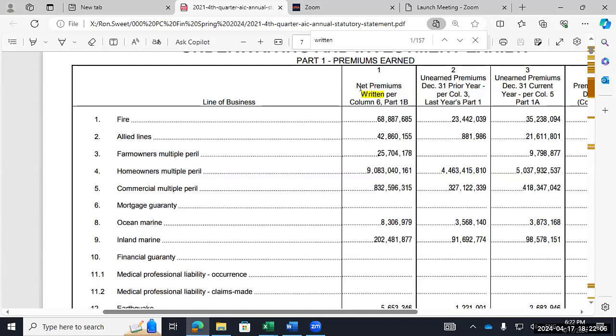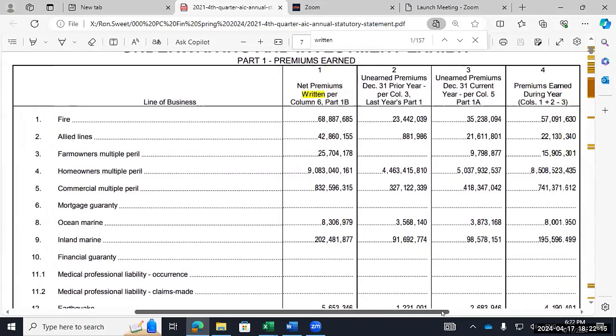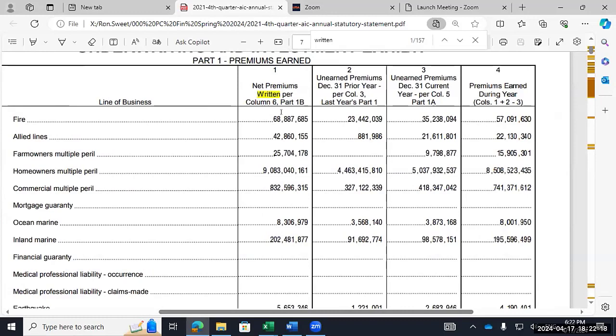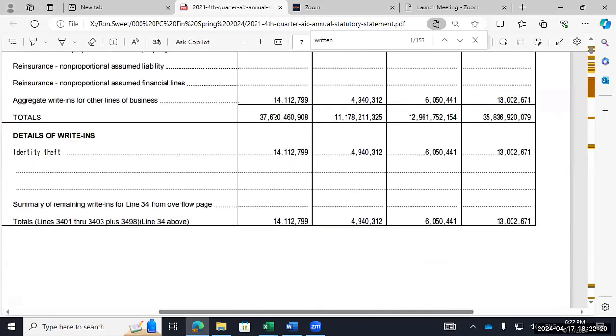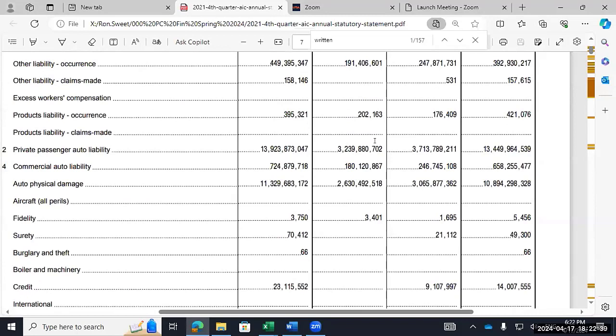So this is written premiums. Here's the liability, the unearned premium liability. It changed from 23 to 35. Wow, that's a big change. Well, this is just fire. So let's look at the total, 37. They do the change in the unearned premium reserve. So 11 billion versus 12 billion. They're going to take this minus that, and so you see the written premiums was 37 billion. The earned premiums is 35 billion. So they have it right there in the schedule.